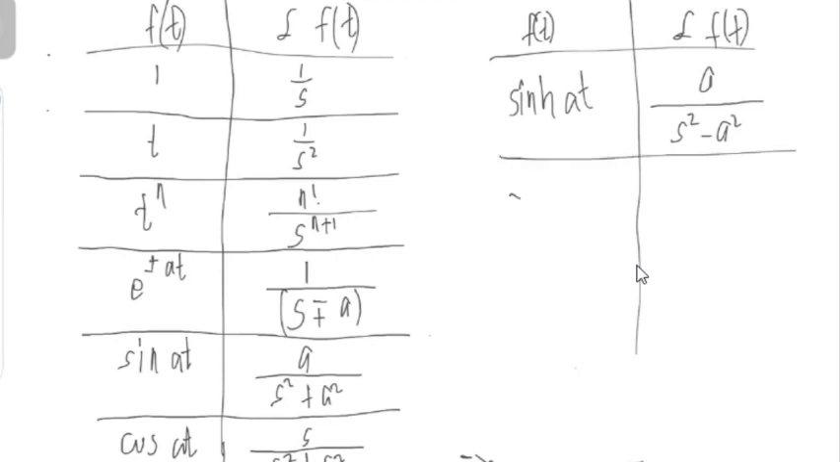Then you have hyperbolic cosine: s divided by s squared minus a squared. 1, 2, 3, 4, 5, 6, 7, 8. Memorize ninyo ito, ha?